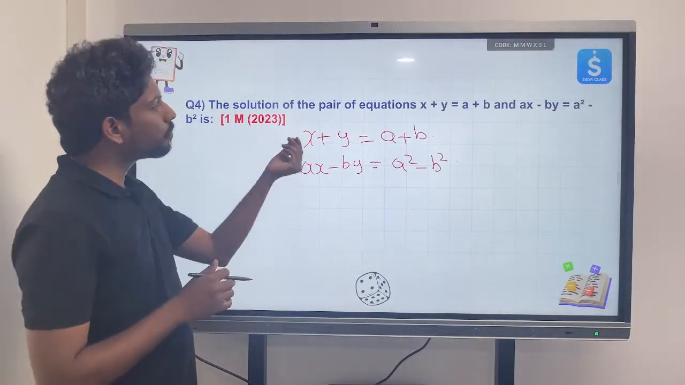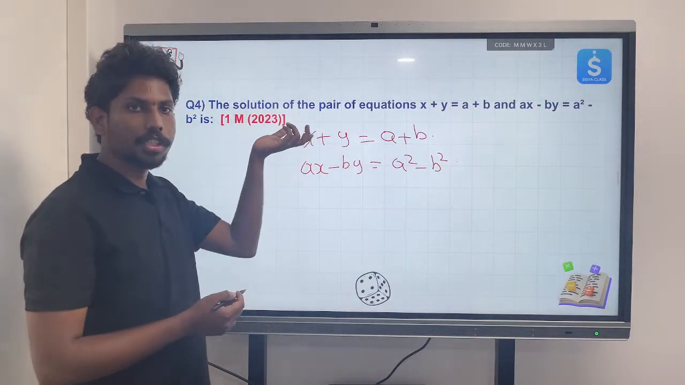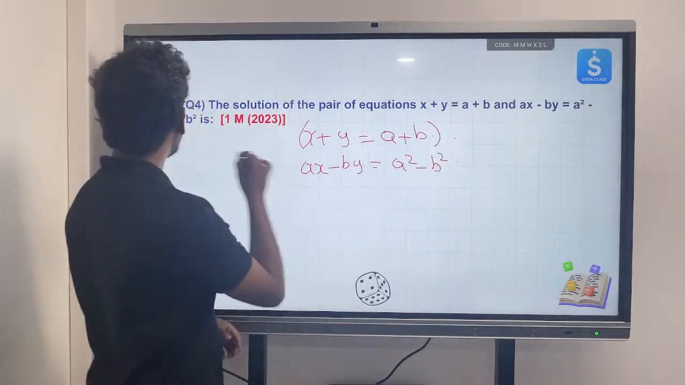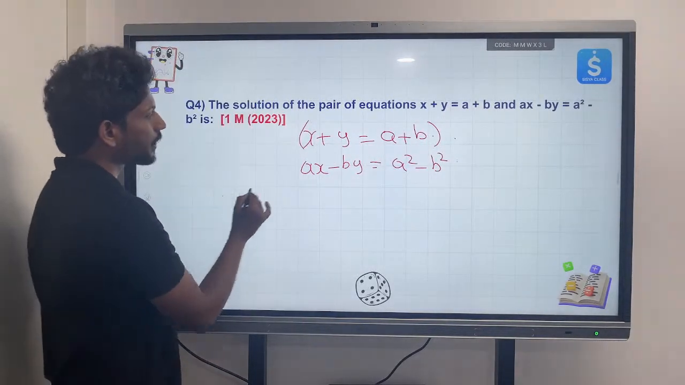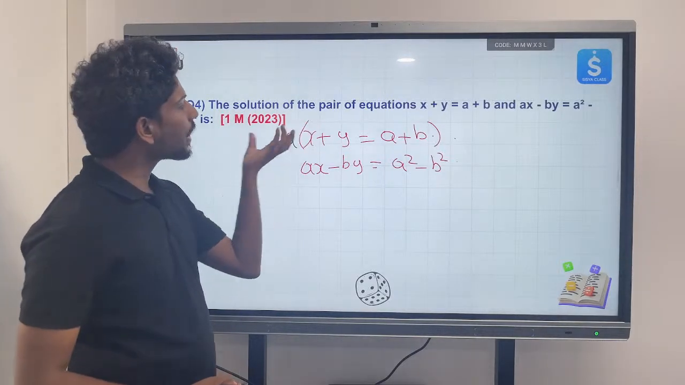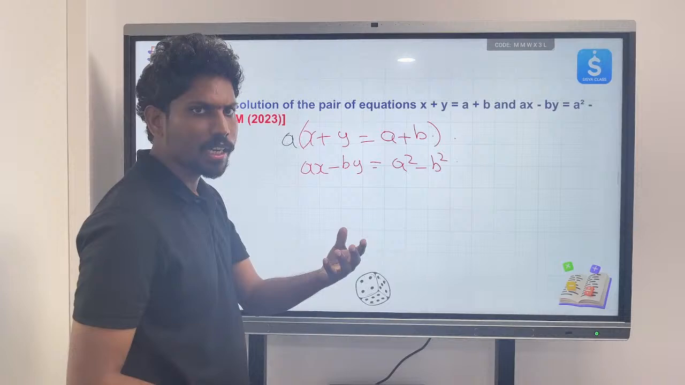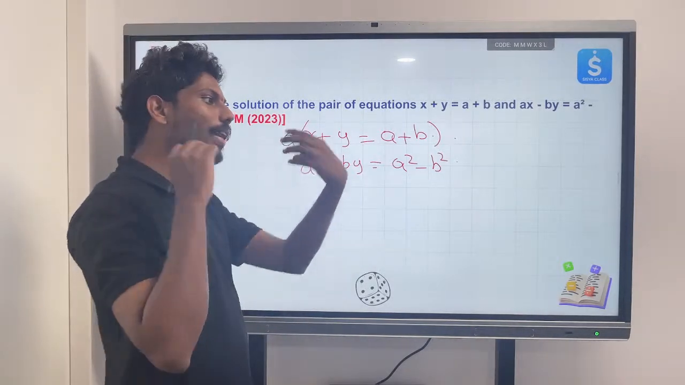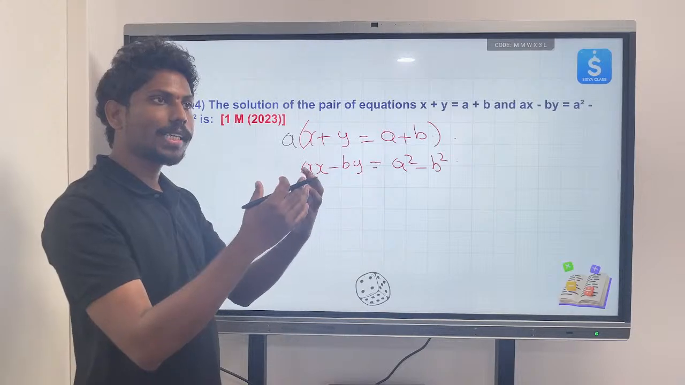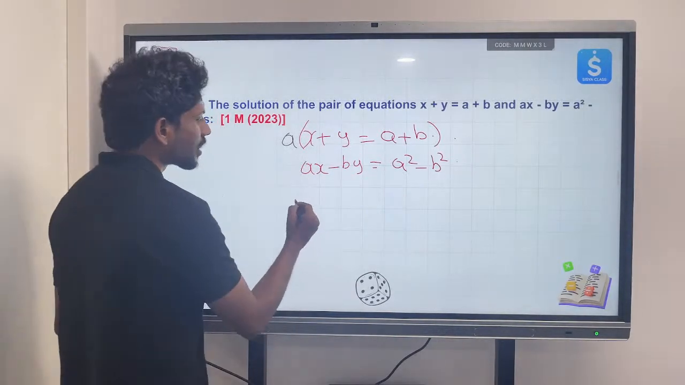Now in order to make one of the coefficients the same, I am choosing the variable x. So if I multiply the entire equation by a, what is happening? I am multiplying a on both LHS and RHS. It doesn't make any change, right? If you multiply or add or subtract or divide any number on both sides, there won't be any disruption in the equation, right? So there is no harm.